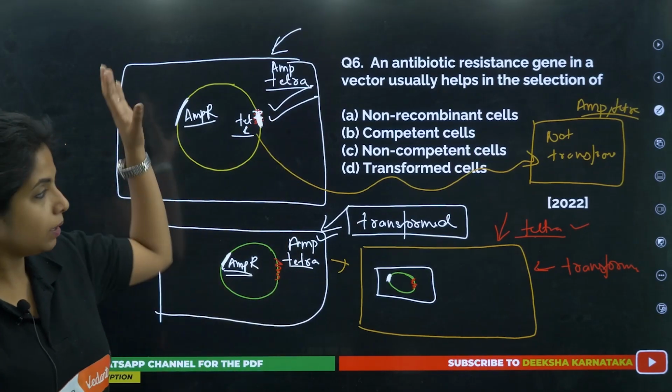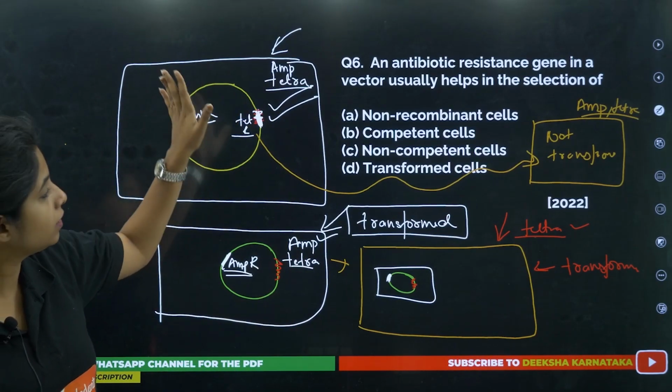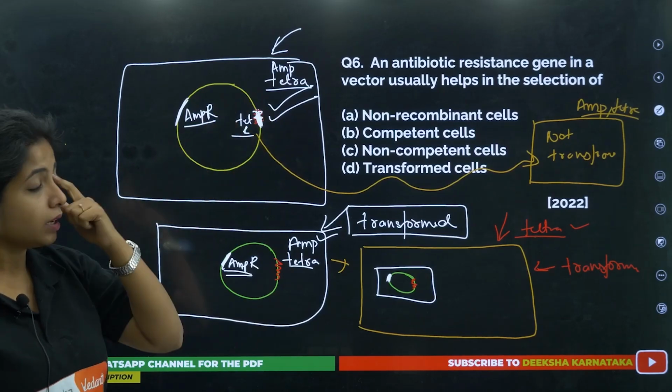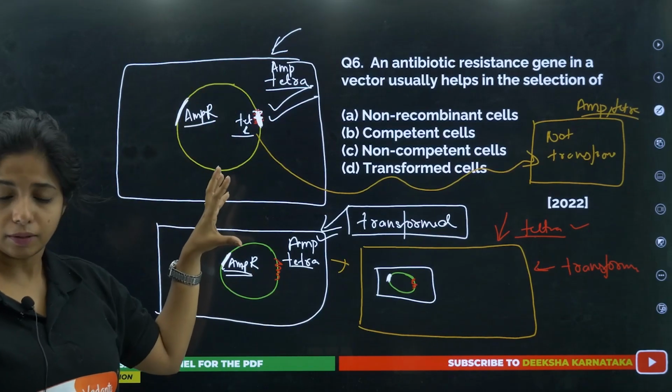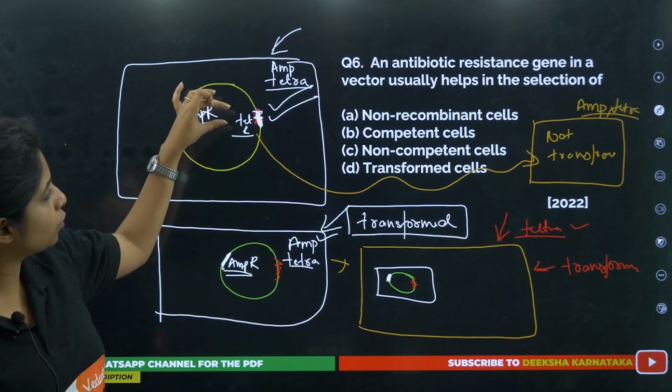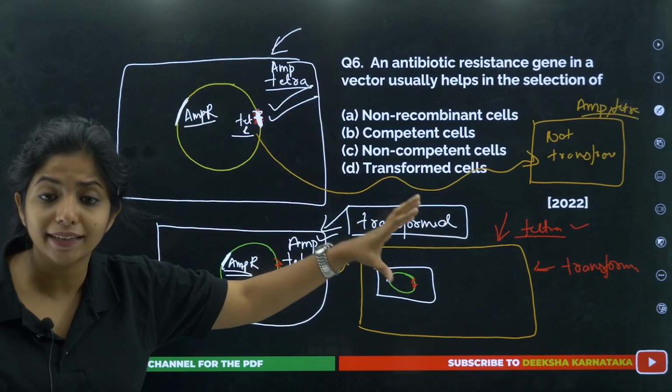Listen, this is a normal bacteria which has ampicillin and tetracycline resistant genes. Now I want to bring some changes to it and then put it inside a host.